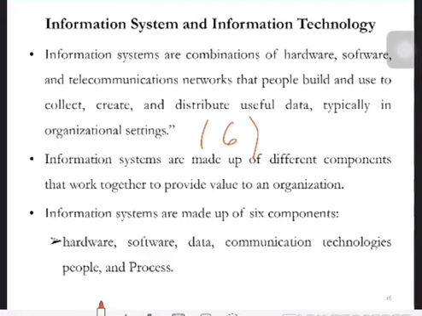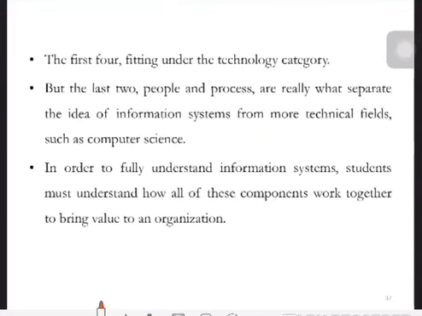Information systems are made up of different components that work together to provide value to an organization, to produce goods and services. Information systems are made up of 6 components: hardware, software, data, communication technologies, people and process. So we need 6 components when you say information system.